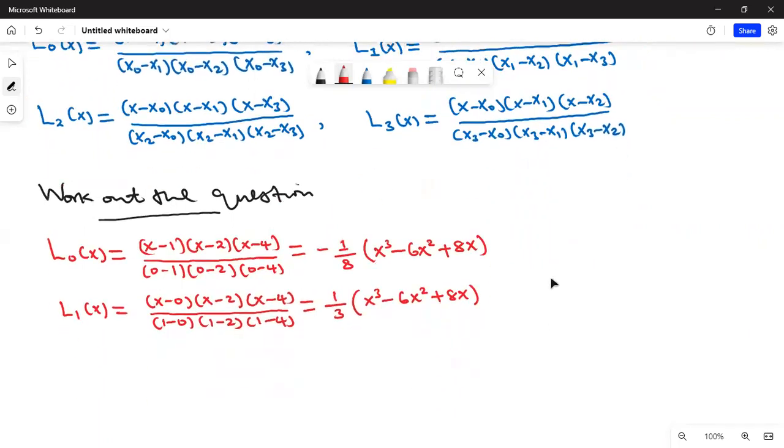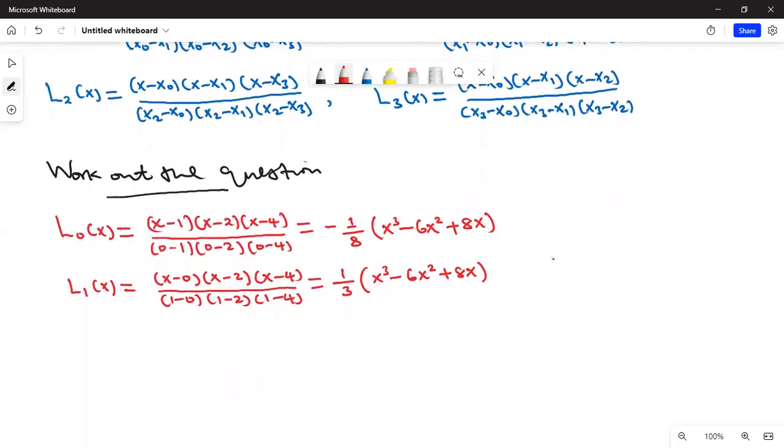Let's proceed to L2 of x, and lastly L3 of x. This should give us x minus 0, x minus 1, x minus 4 over, now we use x2 in the denominator. x2 is equal to 2, so it's 2 minus 0, 2 minus 1, 2 minus 4. When you work it out, because I know you can simplify, that will give you negative 1 over 4.